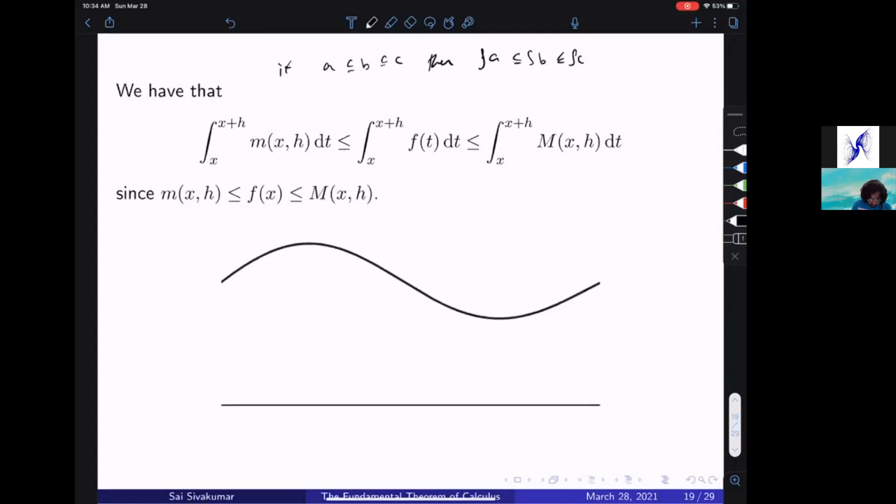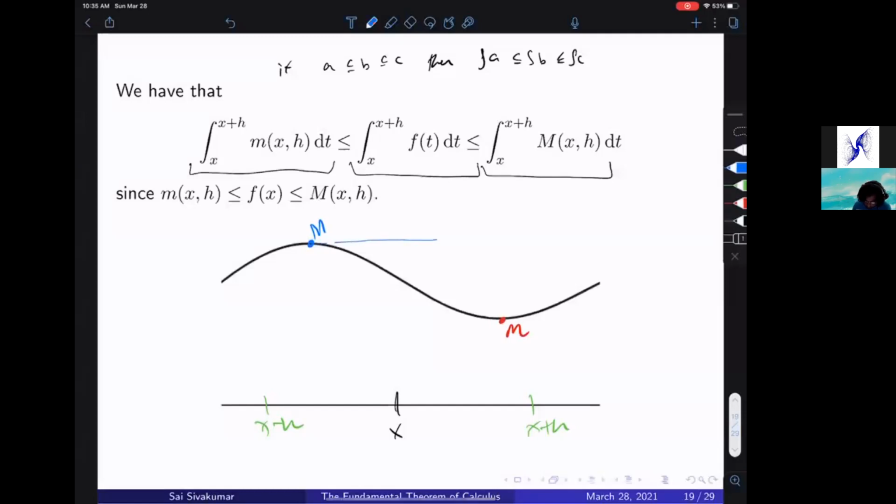So to visualize this inequality, I'm going to draw each of these out, more or less. So we'll start by putting x here. Of course, this is a very convenient curve. Then x plus h, and then x minus h. And so again, we want to find capital M, which is here, and then lowercase m, which is here. I'm going to draw lines above and below for the visualization.